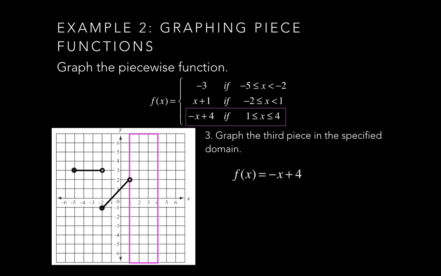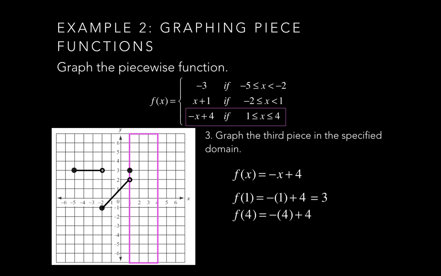So we're going to pick that starting point in this piece's domain, which is 1, and plug it into our function. It'll give us 3. And we're including this point, so it is a closed circle. And we plot it. Positive 1, output of 3, closed circle there.